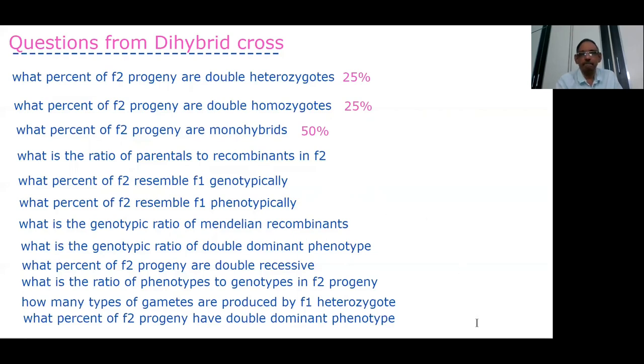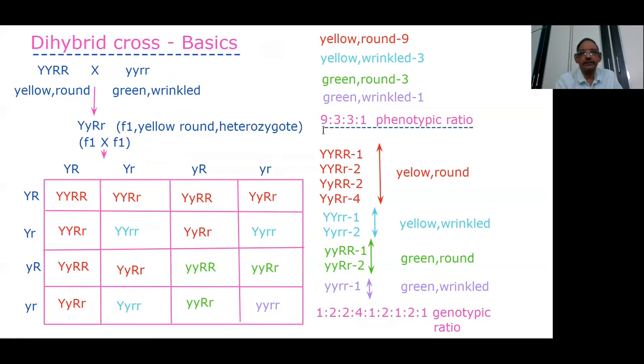Let us see the dihybrid ratio. Dihybrid ratio is 9-3-3-1. In this, 9 is parentals, yellow round. Parentals, and one green wrinkled is another parental. So 9 plus 1, 10 are parentals. This 3 and this 3, yellow wrinkled is a recombinant, green round is also a recombinant. This 3 and this 3 are recombinants. Recombinants are 6, parentals are 10.